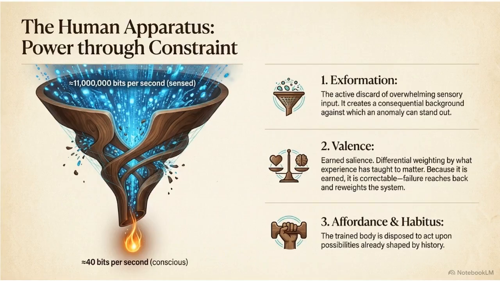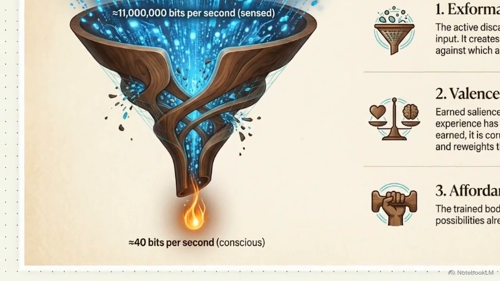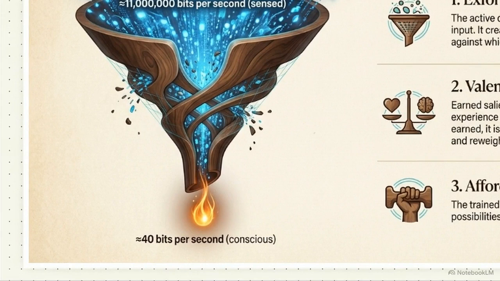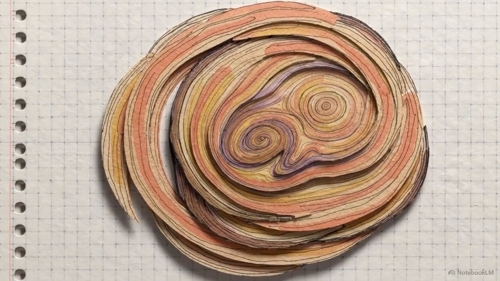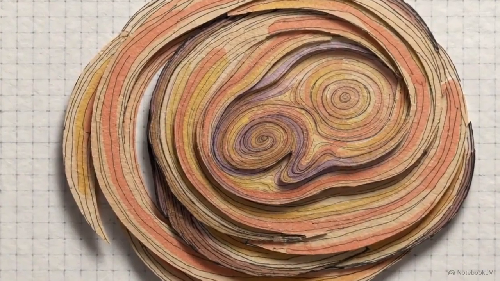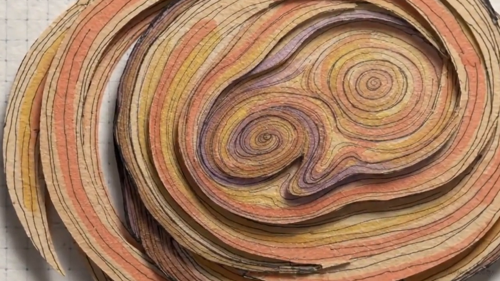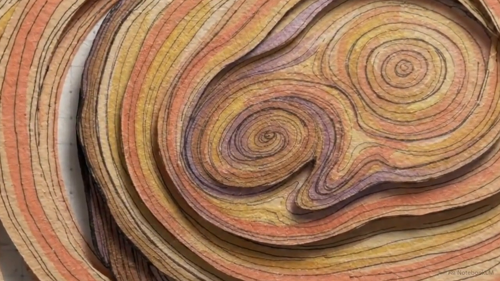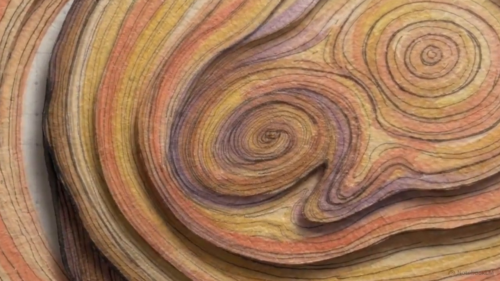This infographic illustrates exformation. Every second, our senses take in 11 million bits of raw data, pouring in like the blue torrent. The brain actively discards almost all of it, collapsing that noise to just 40 conscious bits, creating a quiet background for anomalies. Those are not arbitrary limits. They are enabling constraints, sedimented into our biology and earned through the weight of lived consequences over millions of years.